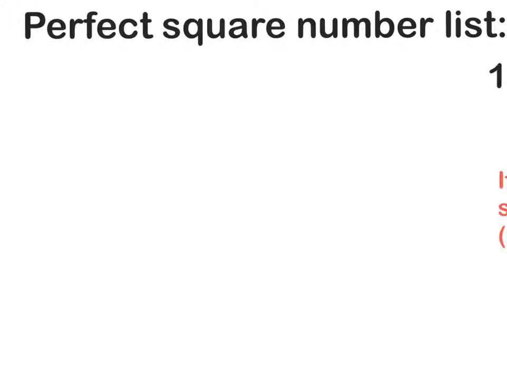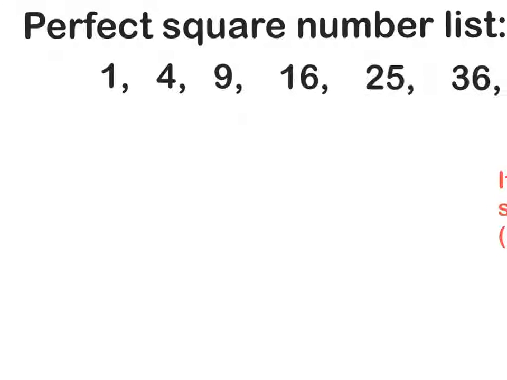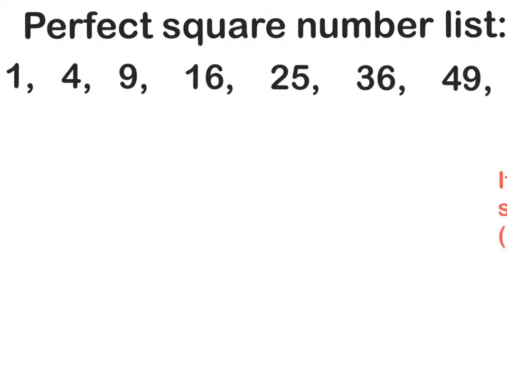And let me tell you this, the very first perfect square number is 1. What's the next perfect square number? Anybody? There you go, 4. And the next one? 9. And the next one? 16. And then? 25. And then? 36. And then? 49. And so on and so on.